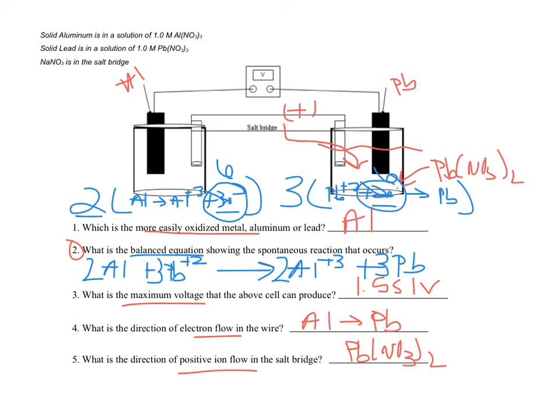Another way to check yourself that you've done it right is you should have equal amounts of actual elements, like 2 aluminums, 3 leads, 3 leads, but then your overall charge should be the same. So aluminum is 0, 3 times 2, so this whole thing has a positive 6 charge. 2 times 3, the whole product side has a positive 6 charge. This is 0, so the sides are also balanced in charge.